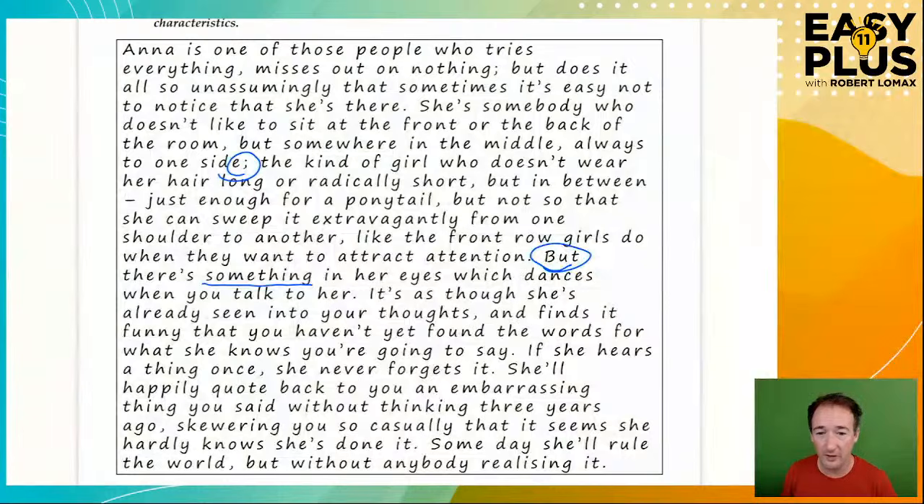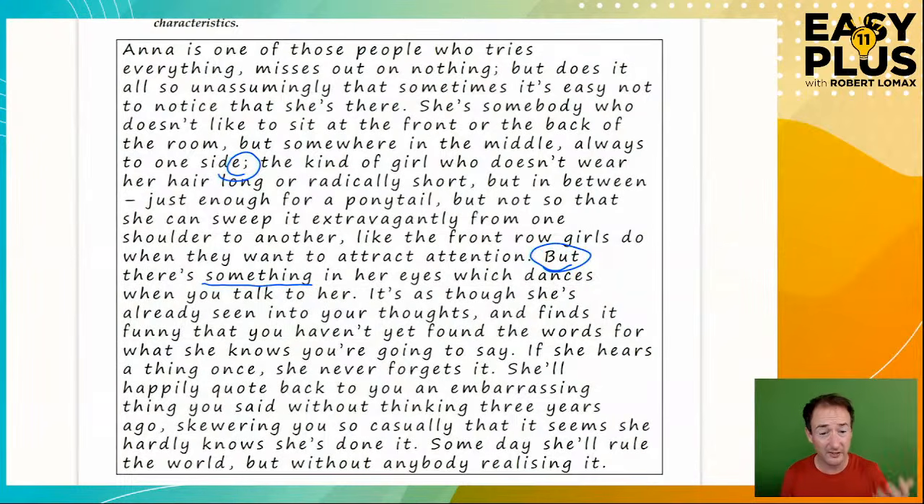It's as though she's already seen into your thoughts. Whoa. And they are. There might be a kind of horror, depending what your thoughts might be. There might be a sense of superiority. There might be a kind of fear at discovering what people are like. It might force you to keep your distance. What's she like? It's as though she's already seen into your thoughts and finds it funny that you haven't yet found the words for what she knows you're going to say.